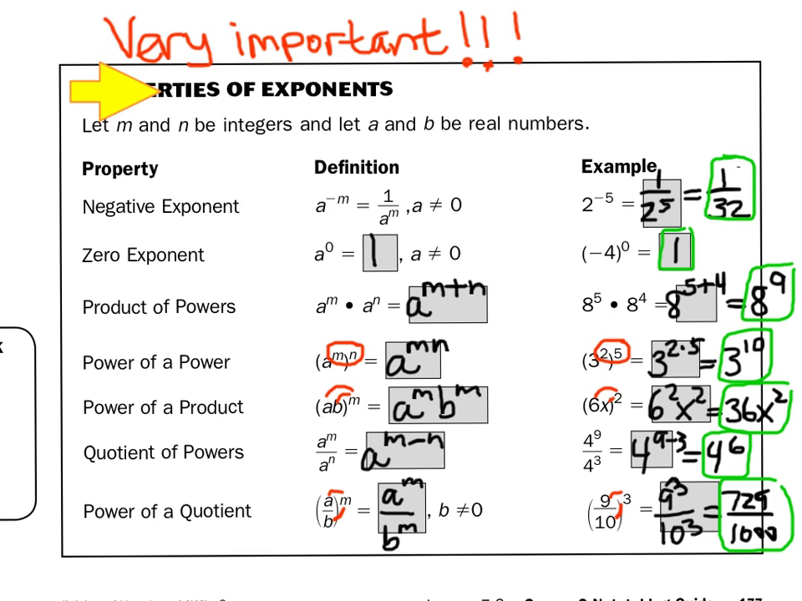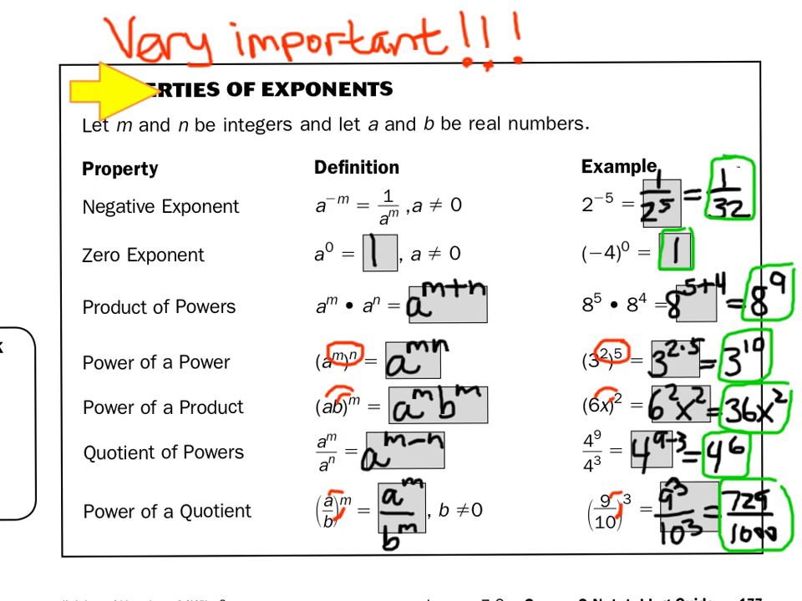And here, power of a product is like the rainbows, so I would give the m to the a and to the b. So this would be a to the m times b to the m. And here, if I had 6x in parentheses to the 2nd power, I would give the power of 2 to the 6 and to the x. So this would be 6 to the 2nd power, x to the 2nd power, which is just 36x to the 2nd power.